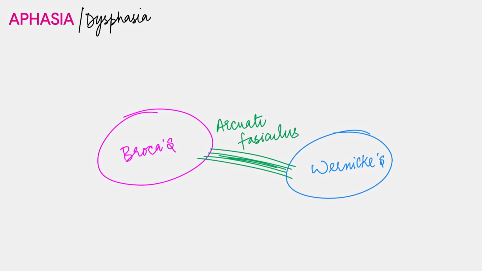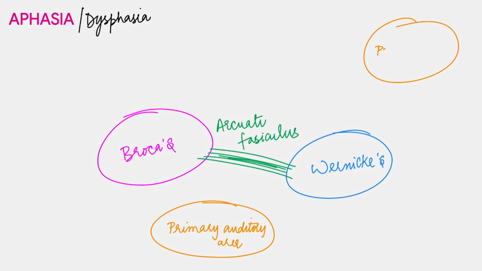Now, of course, speech is not that simple. Now, how do we get the sensory input? Sensory input can be both auditory or visual. So to say, in case of auditory stimulus, here would be the primary auditory area. And here would be the primary visual area.